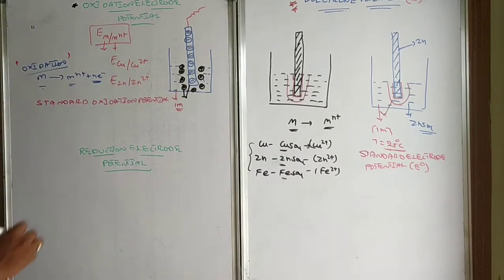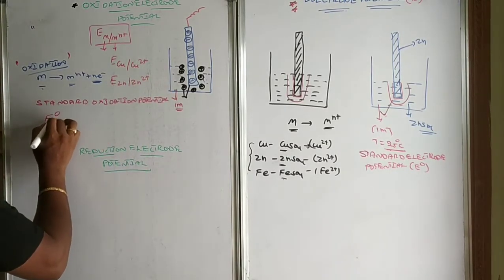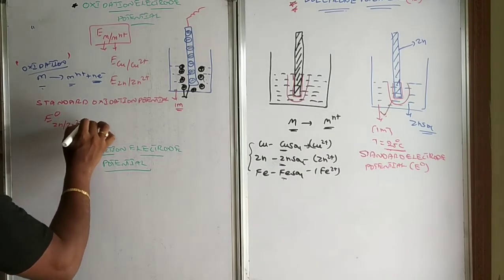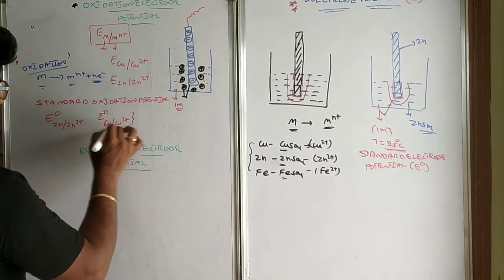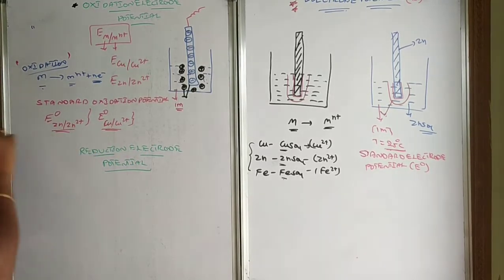E(Zn/Zn2+) will come. And standard oxidation potential means E0(Zn/Zn2+), E0(Cu/Cu2+) will come. You should be very careful in understanding these things.